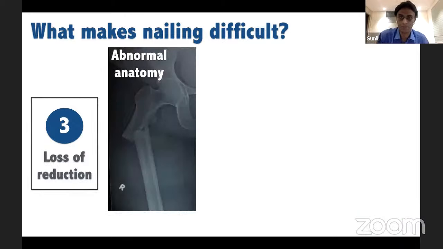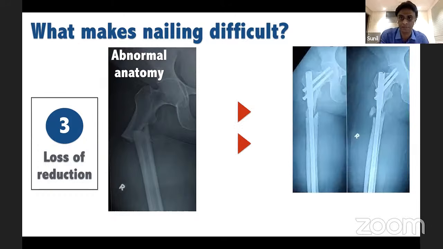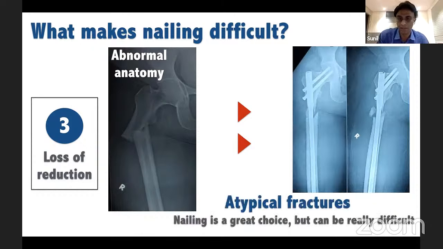And the last thing is that sometimes the anatomy itself might make it very difficult. That is the case with atypical fractures. If you look at this example, you can see that the proximal femur is not normal. You can see the medullary cavity is closed, and you can see a lot of endosteal remodeling on that proximal femur. And if you are going to nail this, this can be really, really difficult. And often you can end up in malreductions like this. For atypical fractures, nailing is a great choice, but can be really difficult unless you follow certain principles and tricks. Otherwise, these can be really tough on you and also on the patient.